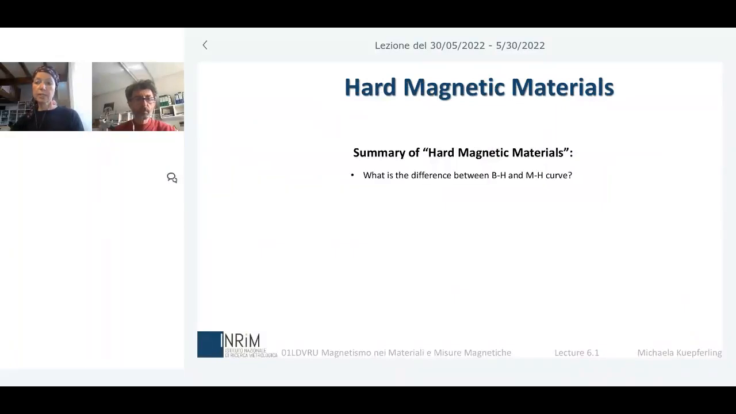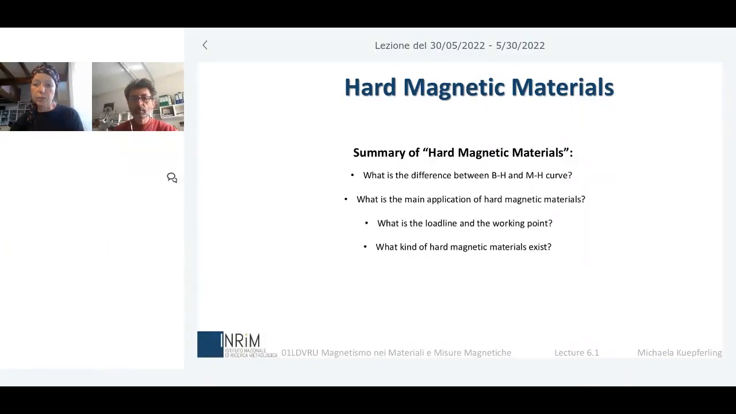Okay, now we are at the summary of hard magnetic materials. Here is everything that you should have learned in this lecture. We will look again at these questions. These might be questions that we will ask you after your examination, so think about them.